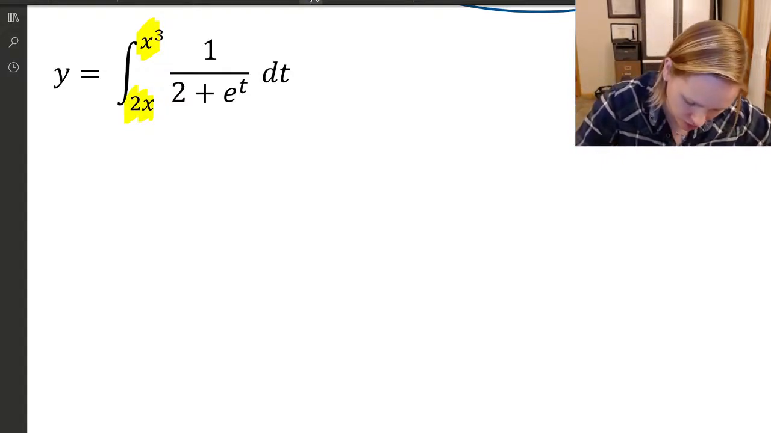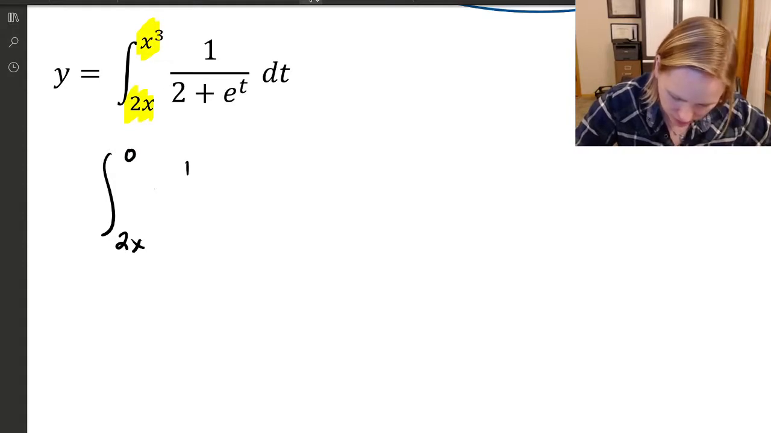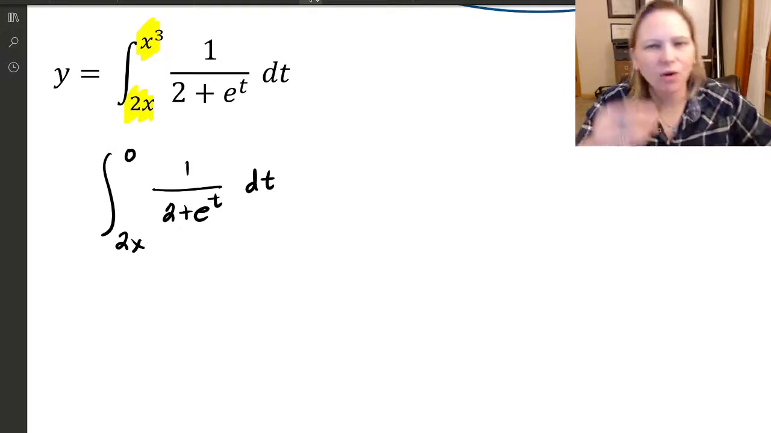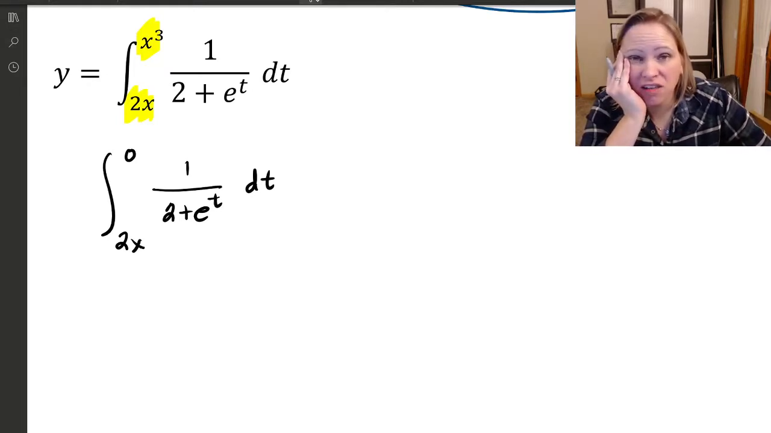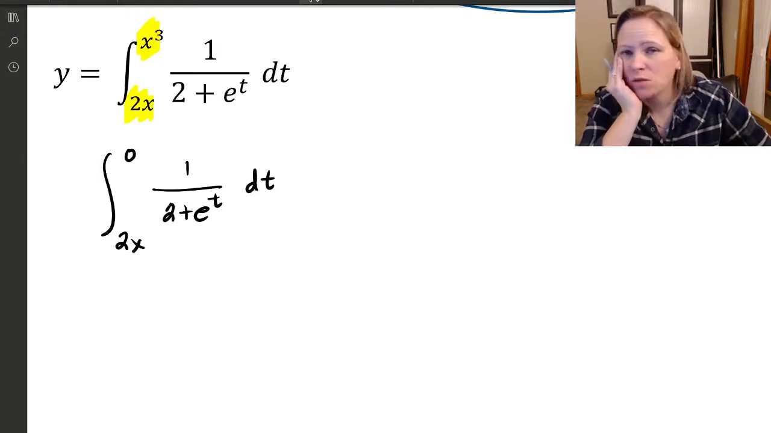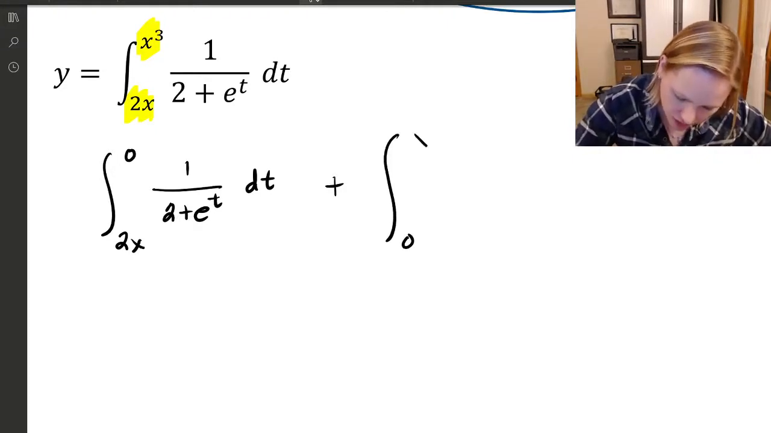So what I'm going to do is rewrite this as the integral. We're going to go from 2x to 0. And why did I choose 0? Doesn't matter. I chose 0 because it was an easy number to write. You can pick whatever number you want. You want to pick pi? Pick pi. You want to pick like 47? Pick 47. Whatever number you pick, though, for this integral, you've got to use it in the other one. So 2x to 0, and then 0 to x cubed.